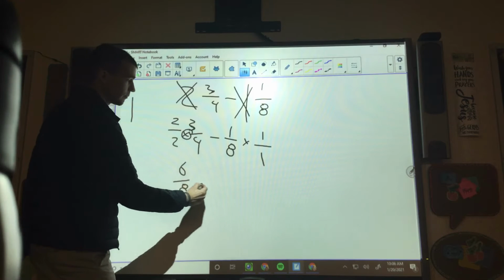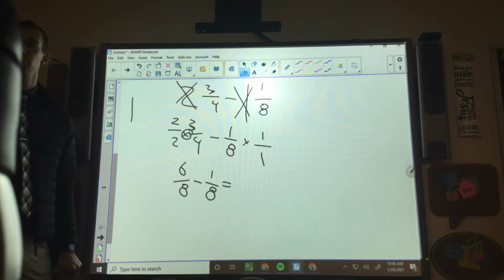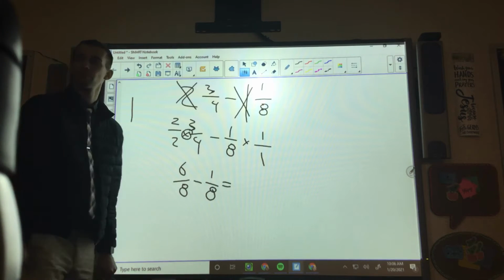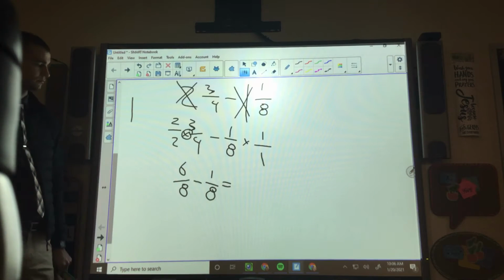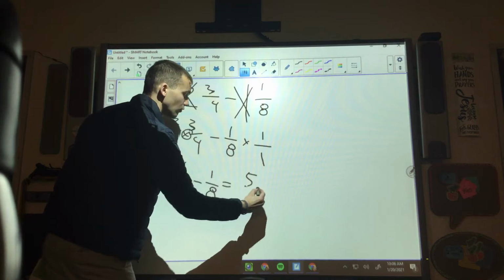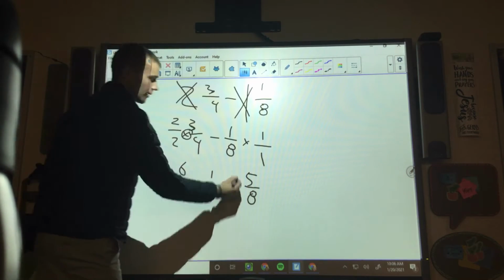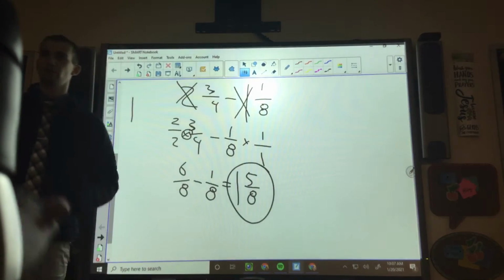So it's 6/8 minus 1/8, which equals what? 6 minus 1 is 5/8. Yep, 5/8. And what's the whole number? 1. We already did that part. That's all you got to do.